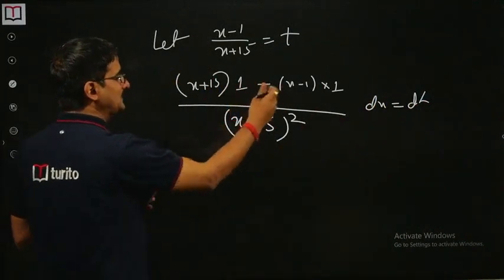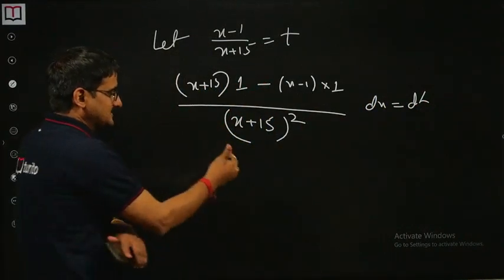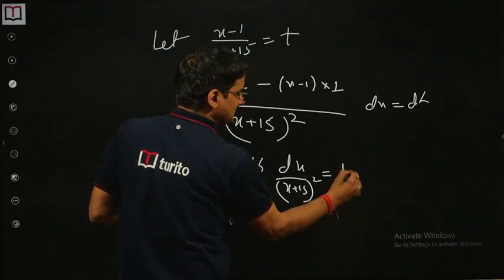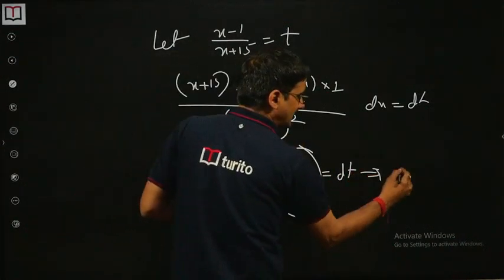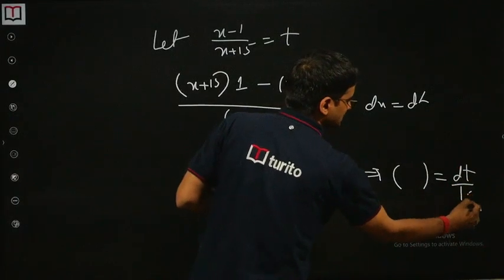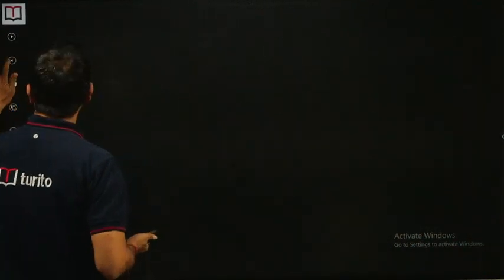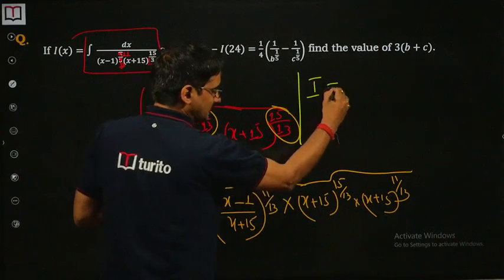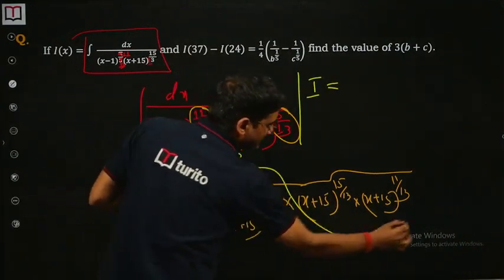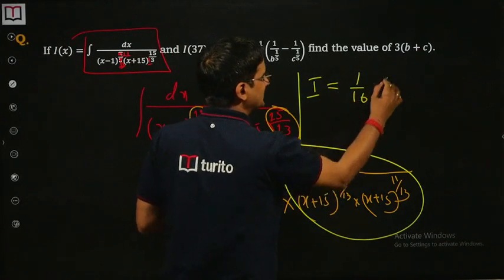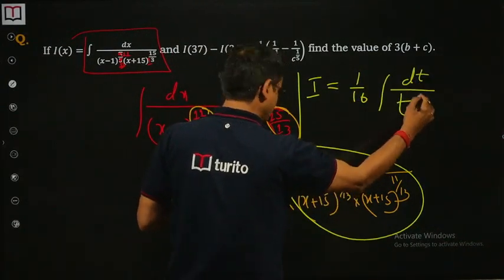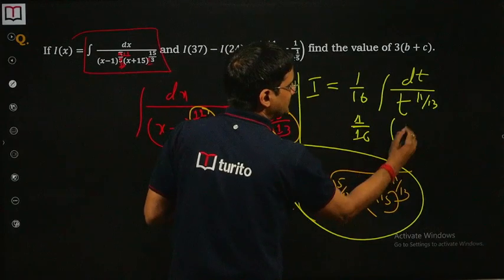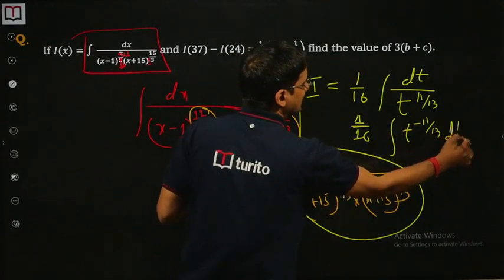Now you solve this. So 15 plus 1 is 16. So 16 dx by (x+15) whole square is dt. Now you have it to be replaced by dt by 16. Once you replace it here, what do we get? This you replace by dt. So it's 1 by 16 dt by t raised to the power 11 by 13, so 1 by 16 t raised to the power minus 11 by 13 dt.